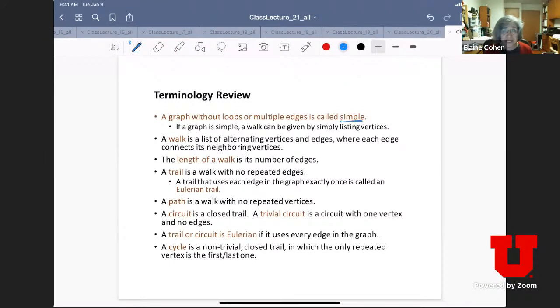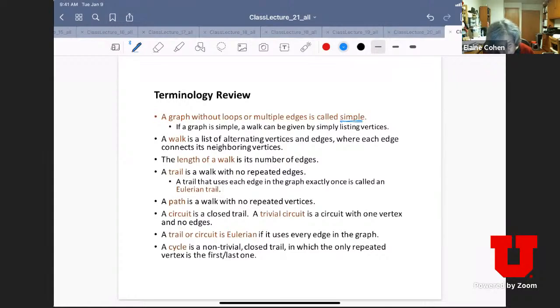And so what is a walk anyway? It's a list in general of alternating vertices and edges where each edge connects two vertices. As I said, when we have a simple graph, we do not have to worry about listing the edges because there's only one. So a list of vertices automatically gives you the edges. The length of the walk is the number of edges, and so that's one less than the number of vertices or nodes in a walk.